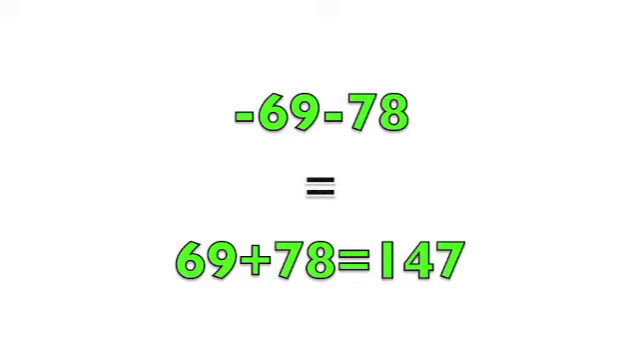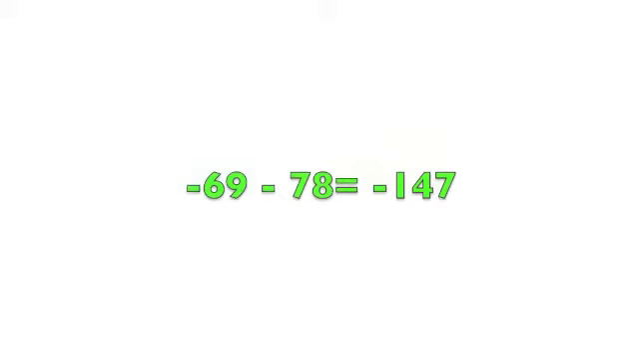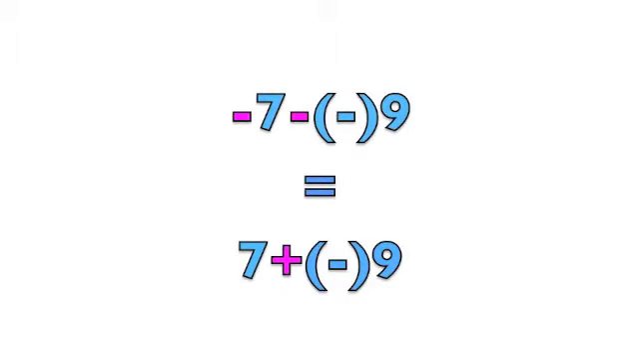Negative 69 minus 78 equals 69 plus 78, which is 147. But again, we are subtracting, so the number has to be small. Negative 147. And sadly, it gets more challenging. What do you do when you have three negatives? Well, you can take two of those negatives and make it a positive.